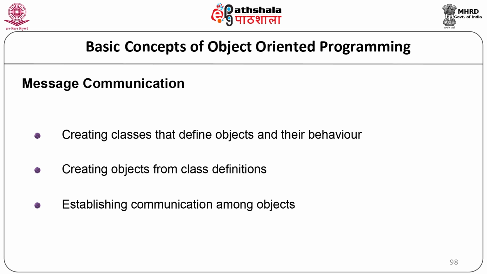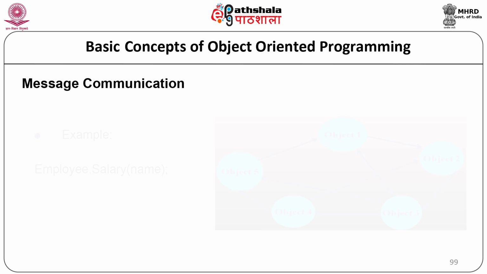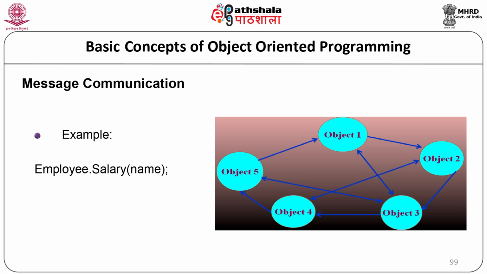The objects communicate with one another by sending and receiving information much the same way as people pass messages to one another. Message passing involves specifying the name of the object, the name of the method and the information to be sent. Example: employee.salary(name). In the above example, employee is the object, salary is a message and name is a parameter that contains the information.